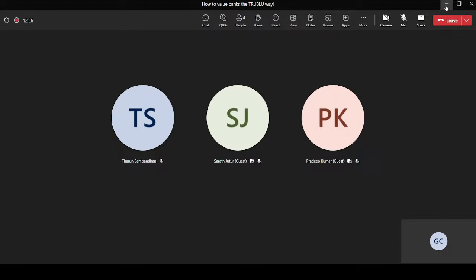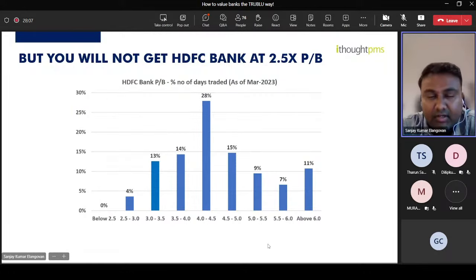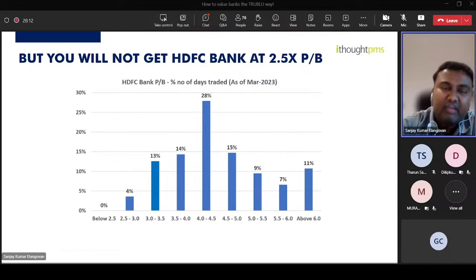But the problem with this is you will not get HDFC Bank at say 2.5x or 3x price to book. Because if you look at the history since listing from 1996 to March 2023, only 17% of the time has HDFC Bank traded between 2.5 to 3.5x price to book. Not just HDFC Bank, the other bank that I spoke about, 13% ROE, only today it is available at 1.5x price to book. In the last 10 years, it wasn't available at current multiples.